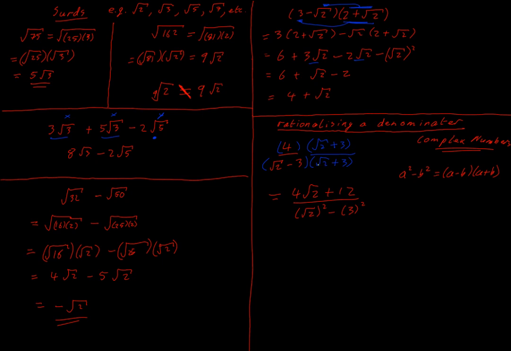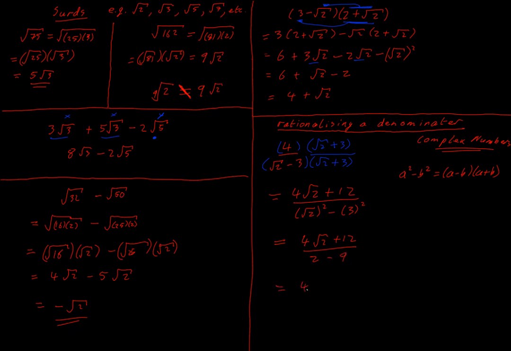I'm using that in reverse. I'm creating that situation in order to square the surd here and get rid of the square root on the bottom line. And this is to make my fractions nicer to deal with. And again, will be important much later on when we do complex numbers. So squaring that out, we end up with 4 root 2 plus 12 all over 2 minus 9.